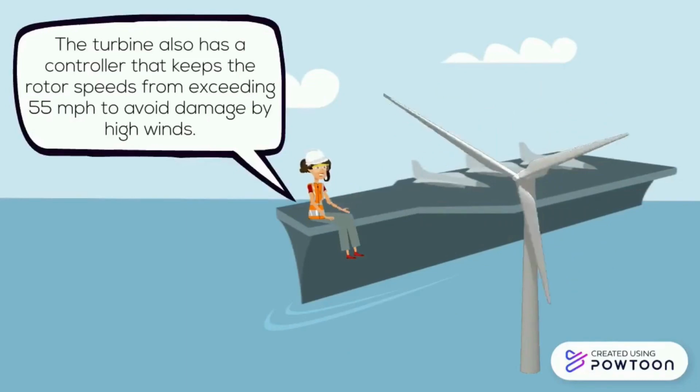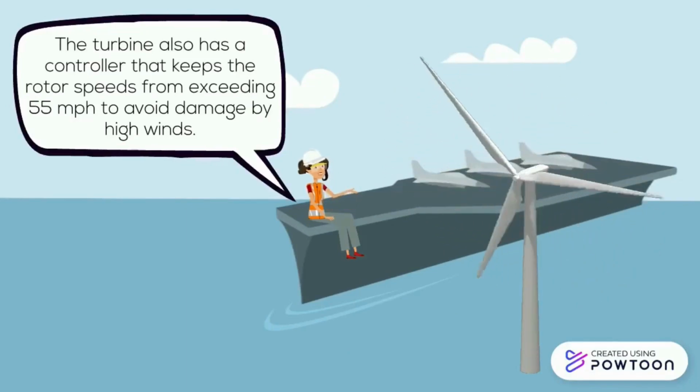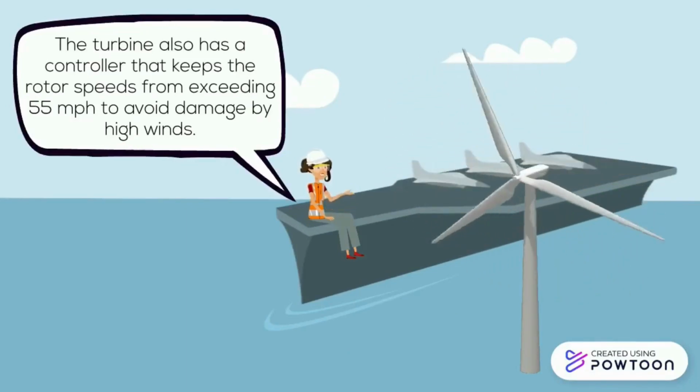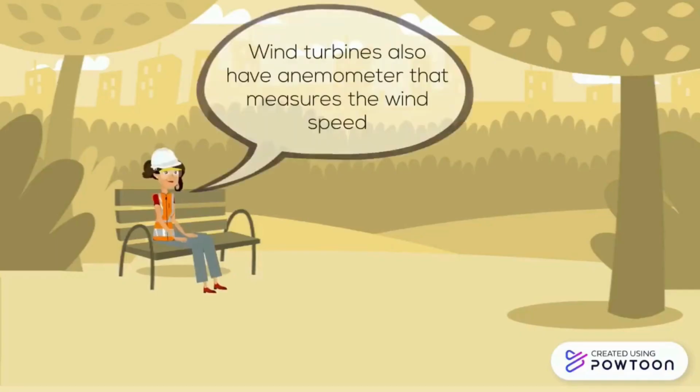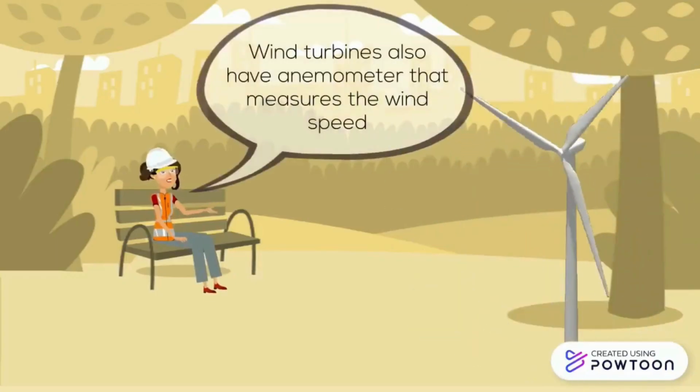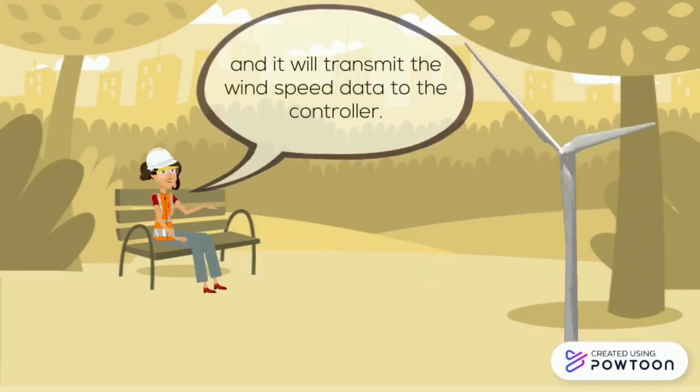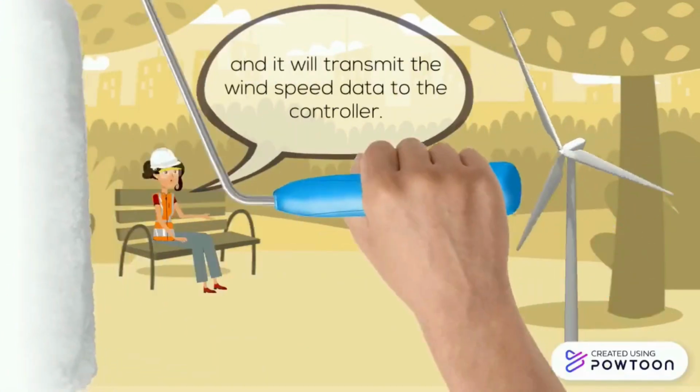The turbine also has a controller that keeps the rotor speeds from exceeding 55 meters per hour to avoid damage by high winds. Wind turbines also have an anemometer that measures the wind speed, and it will transmit the wind speed data to the controller.